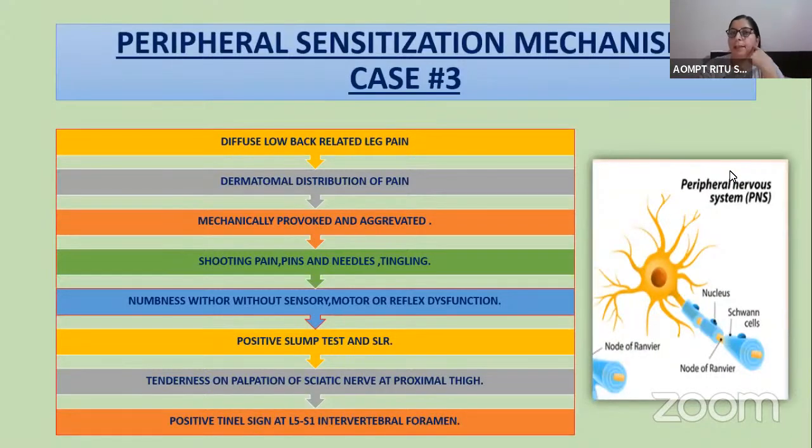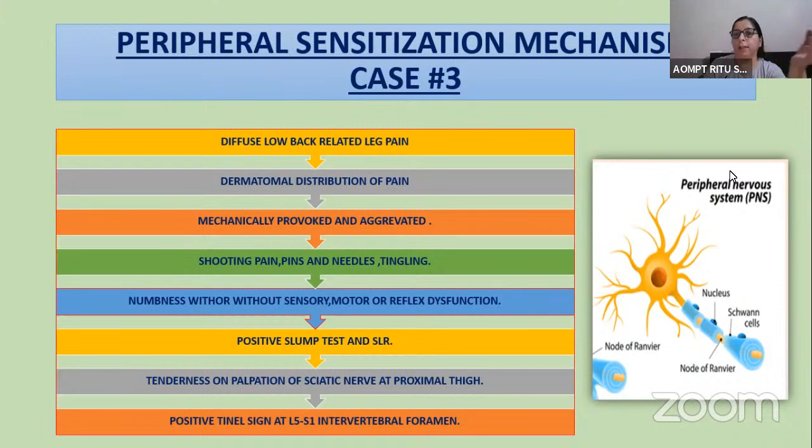And then the peripheral sensitization mechanism, this is case number 3, where the diffuse low back related pain. First the central sensitization, then the peripheral sensitization, we are working on the peripheral part, because centrally we have seen how the spinal cord and the brain were in the picture when the patient is having pain related to the central sensitization. But when we talk about the periphery, it is either the upper limb or the lower limb, and the neural component all over the body.